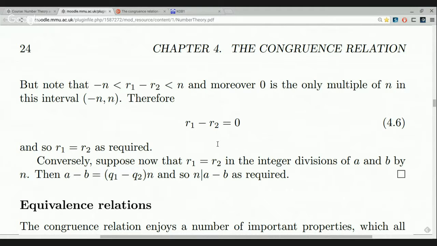A difference of Q's multiplied by n. So n does divide A minus B, as required. So we've met the formal definition there, and we've seen that it's equivalent to having the same remainder after you divide by n. So A is congruent to B, it's related to B, if n divides the difference, or equivalently if they have the same remainder after division by n. In some ways, this way of thinking about it, having the same remainder after division by n, is maybe the more meaningful one, or maybe the easier one to think about, or the one that gives you more of the meaning of it, perhaps.